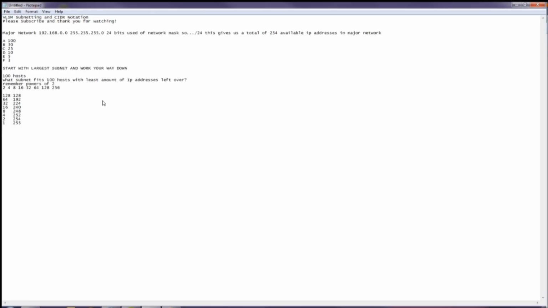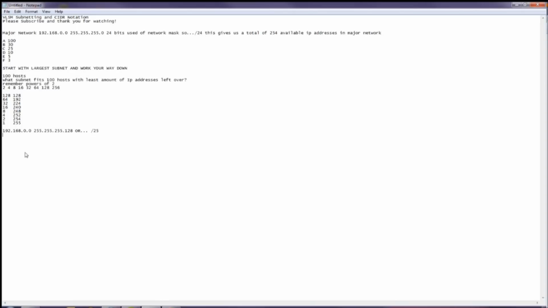Now keep in mind the 128, 64, 32, 16, and so on. These are actual full range IP addresses that do not exclude your default gateway or your broadcast. So you actually will lose 2 usable IP addresses on this. So if you have 128, you're actually only going to get 126 usable IP addresses.